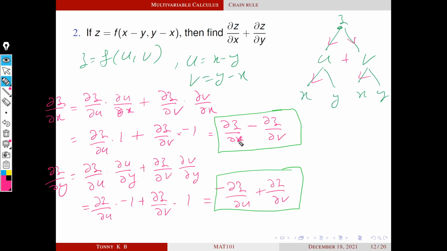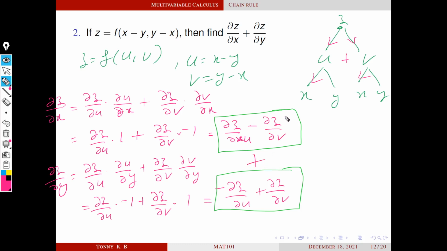Okay, sorry, this is not ∂u/∂x, this is ∂z/∂u. Right, this is ∂z/∂u. So this becomes ∂z/∂u into ∂u/∂x plus ∂z/∂v into ∂u/∂y. And we know ∂u/∂y is minus 1, and ∂v/∂y is 1. So this is our expression. So we have to find the sum of these two. It means you have to take the sum.